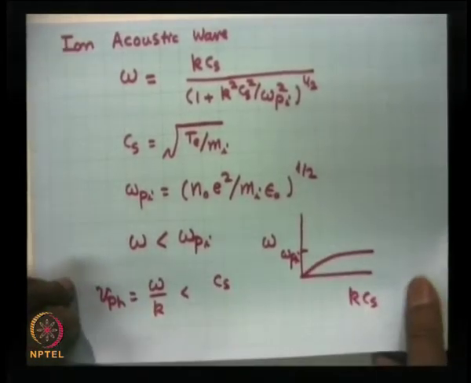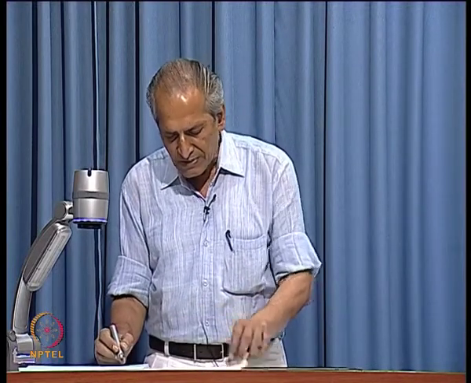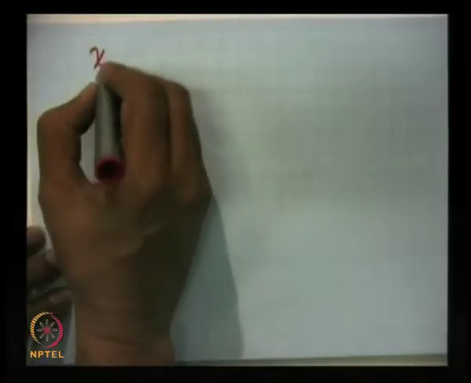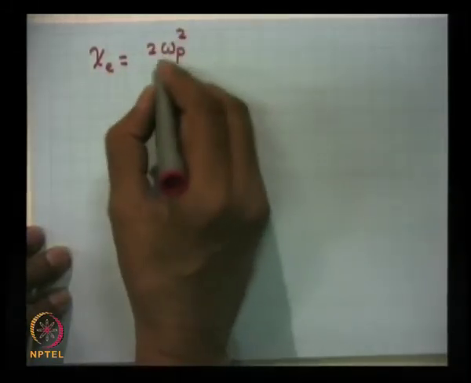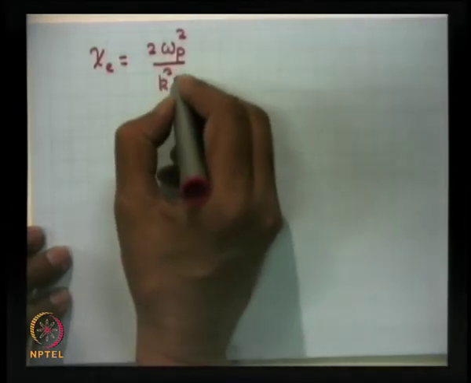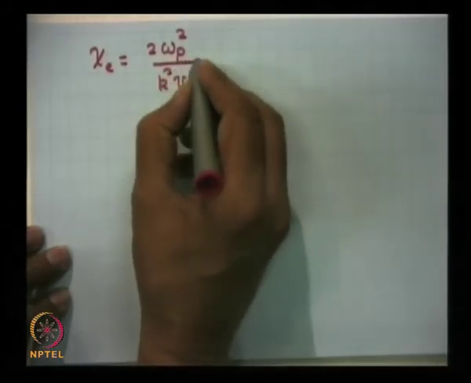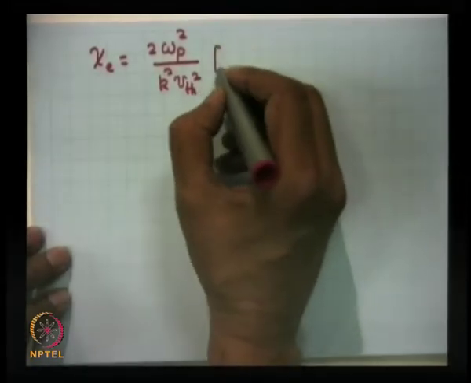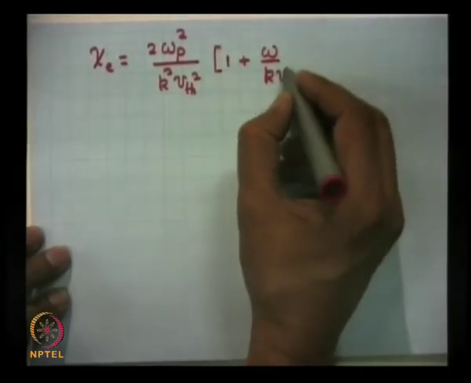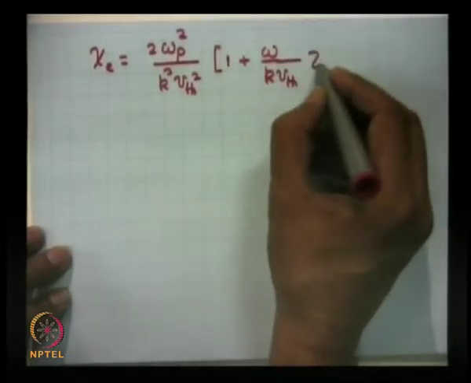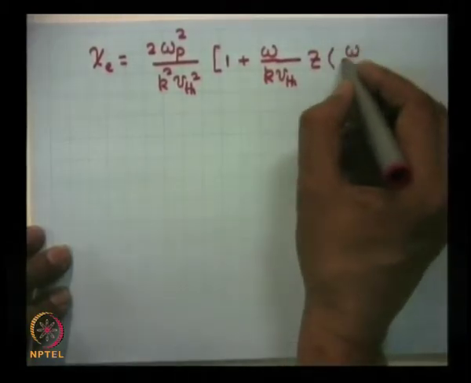So, what you do, you look at the same expression, as we had seen for the electron susceptibility, you can write down the expression for ion susceptibility. The electron susceptibility we had written was 2 omega p squared upon k squared V thermal squared, (1 plus omega upon k V thermal of electrons, times the plasma dispersion function of omega upon k V thermal).